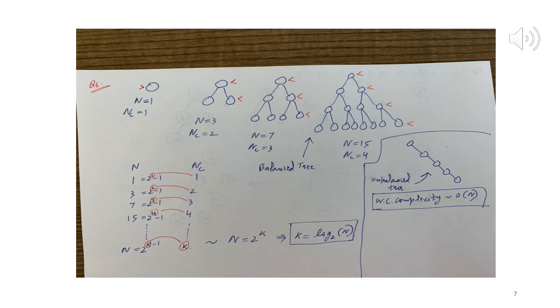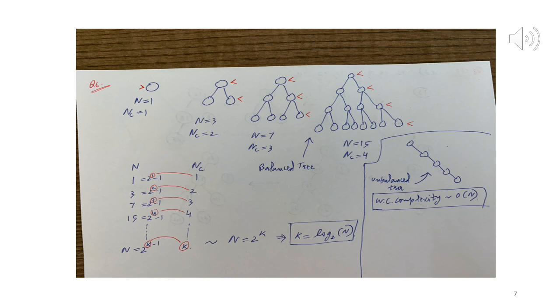So n's we can write in a specific kind of way. 1 can be written as 2 raised to 1 minus 1. 3 can be written as 2 raised to 2 minus 1. 7 can be written as 2 raised to 3 minus 1. Finally 15 can be written as 2 raised to 4 minus 1. And now see the exponent, the power value of 2, and NC. Interestingly, they are identical. The correspondence between the power of 2 and NC: 1 and 1, 2 and 2, 3 and 3, 4 and 4. So that gives us a very important insight.